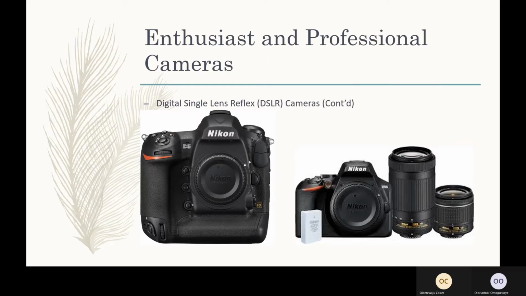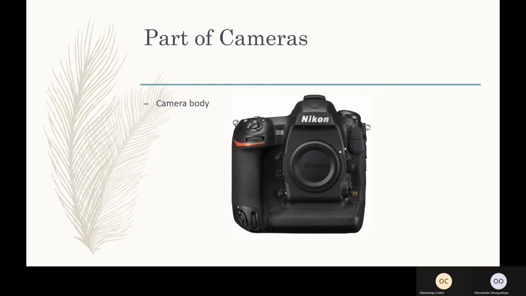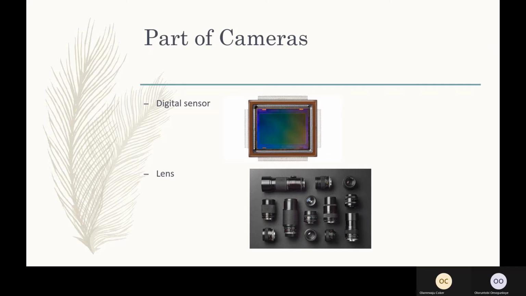This is how it looks. The example I'm showing here is a Nikon camera. We also have Canon. We have different brands. The one that looks like a monster on its own at the left is the full frame, but the one on the right that looks smaller is the crop sensor. So those are how they look. Now, the next part we'll be going to is what they call parts of the camera.